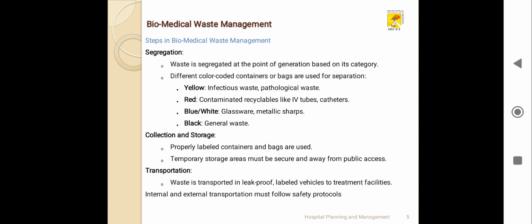The next step is collection and storage. Properly labeled containers and bags are used, and temporary storage areas must be very secure and away from public access. Then transportation: waste is transported in leak-proof, labeled vehicles to treatment facilities, and internal and external transportation must follow safety protocols.